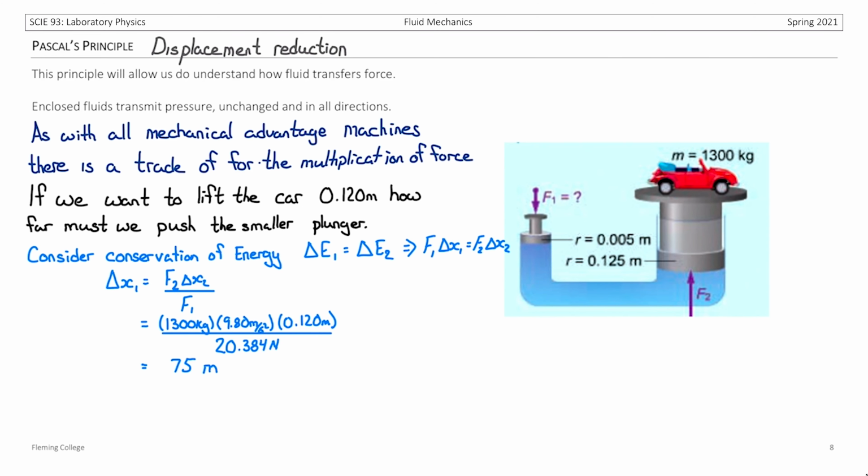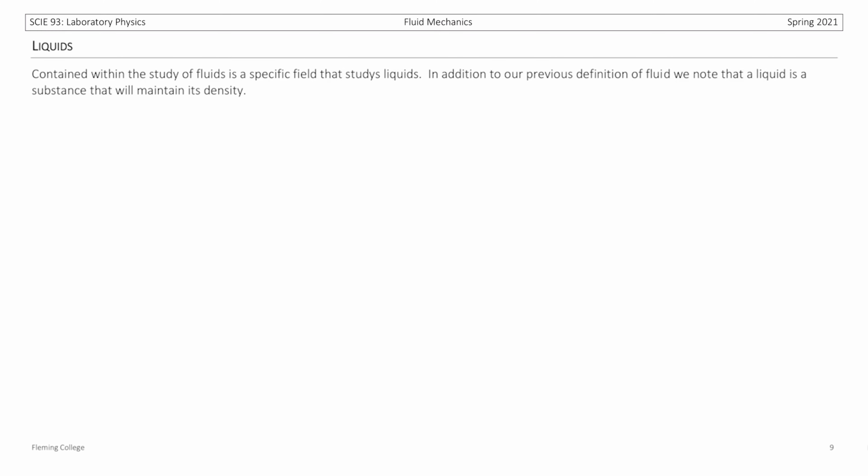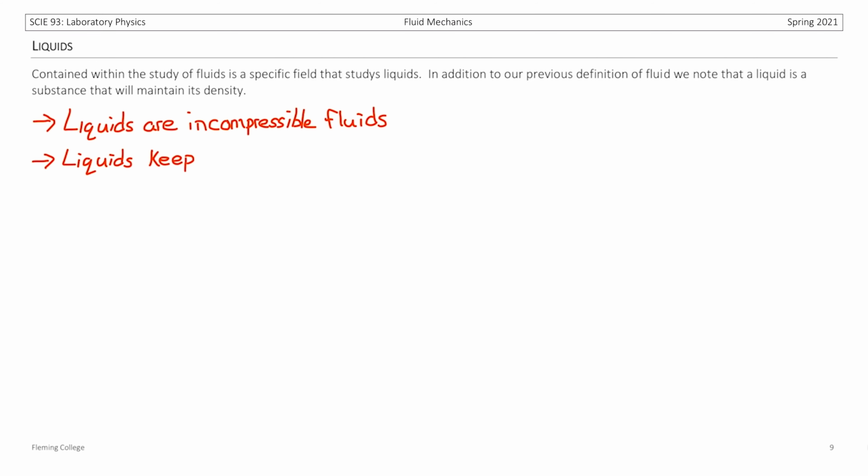I will point out that this is a very exaggerated example. We mentioned earlier that while many people will use fluids and liquids interchangeably, they're not necessarily the exact same thing. A liquid is a special type of fluid. A liquid is a substance that will maintain its density. That statement has a couple of consequences. This means that liquids are incompressible fluids, which means you can't add pressure on them to shrink the volume. So that also means that liquids will keep a constant volume.